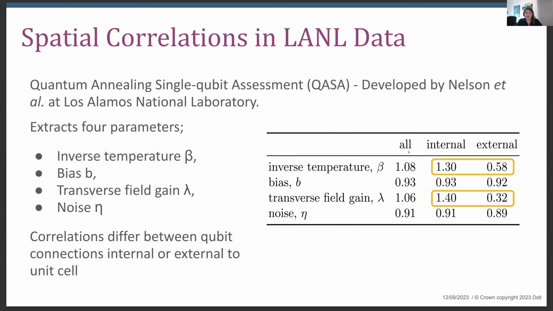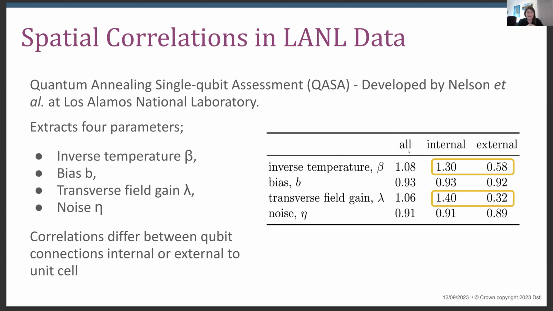So one of the kind of big inspirations for the bit of work that I did was a quantum annealing single qubit assessment paper that was developed by a group at the Los Alamos National Laboratory in the US. And they came about this because in order to exploit maximum performance from a quantum device, you need to measure the performance of individual qubits and couplings in that device. So they extract 4 parameters: inverse temperature, bias, transverse field gain, and noise. So for each qubit in the system, you get these 4 parameters.